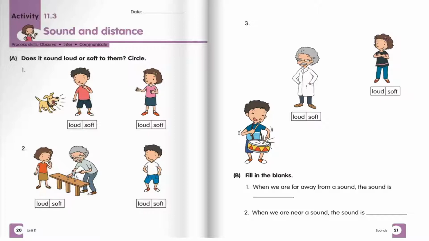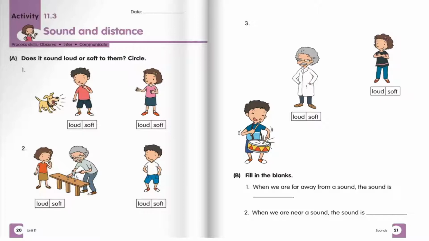In letter B, you have to fill in the blanks. Number one, when we are far away from a sound, the sound is soft. When we are near a sound, the sound is loud.